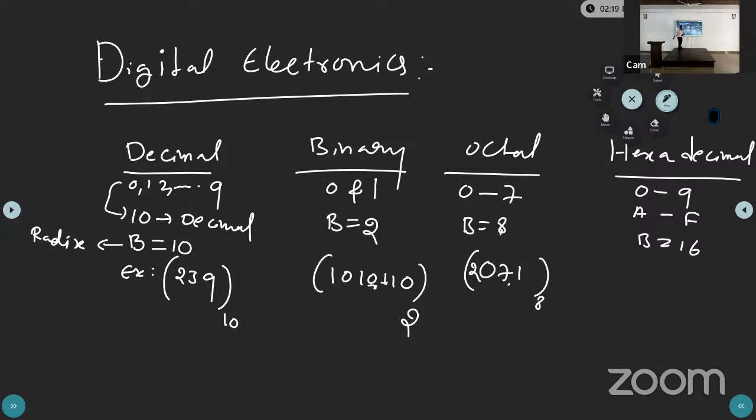Okay. So this is the octal number system. Next, coming to this, 2AF6. This base is 16. So these are the examples for converting one number system to another.